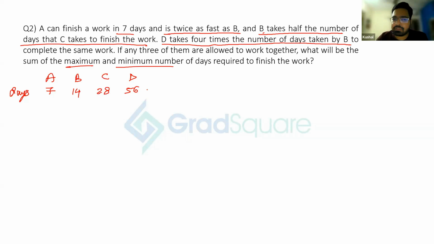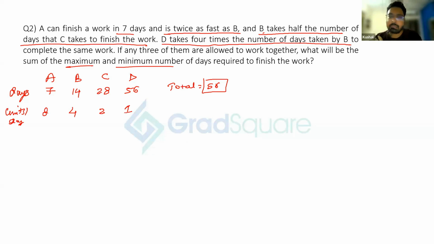You can look at these numbers of days and take an LCM of them to come down to the total units of work. So once again, I am coming down to the total units of work as 56 units. 56 units is the total unit of work. Why? Because 7, 14, 28, and 56, the LCM turns out to be 56. So can I now look at the number of units per day for each one of them? A would do 8 units, B would do 4 units, C would do 2 units, and D will do 1 unit per day. This will be the number of units of work done per day for each one of them.